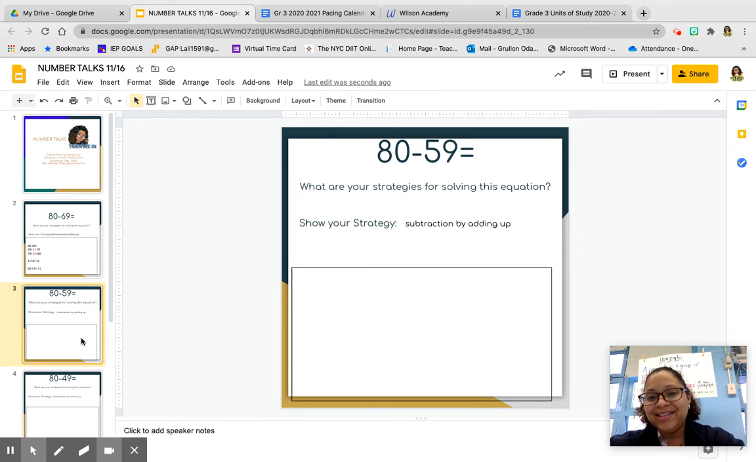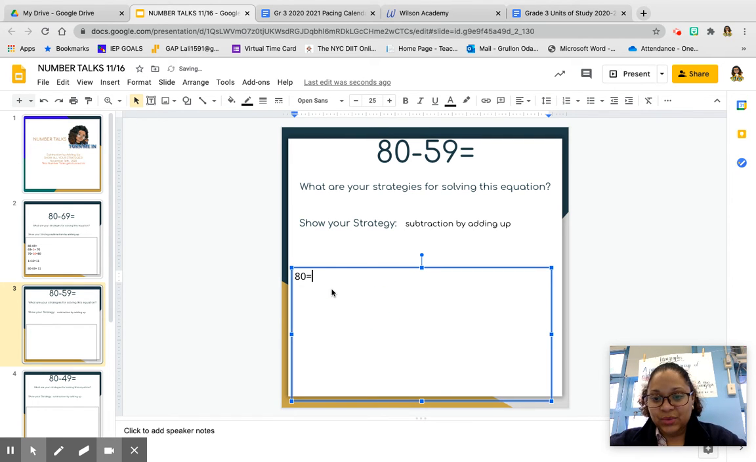Here we have 80 minus 59. So let's show our thinking, our strategies. All right, let's get to solving. So I'm going to start with my original number sentence, which is 80 minus 59. And I'm going to look at how I can best get to 80 by adding up. So I'm going to do 59 plus 1 because we love friendly numbers here. And that's going to give me 60.